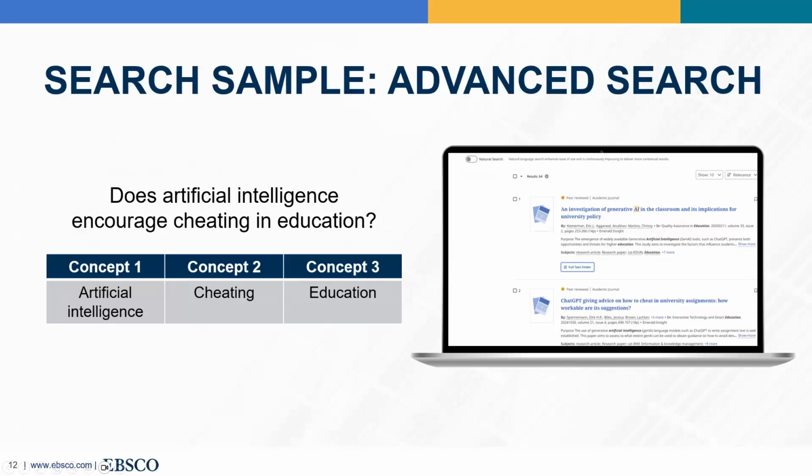All right, so while waiting for the questions, I'd like to quickly show you how to run an advanced search. One key advantage of advanced search is it allows for more precise and targeted searches. This feature enables you to combine multiple search terms, unlike the basic search. This is useful for conducting complex research topics. For example, if you're working with a research question like, does artificial intelligence encourage cheating in education?